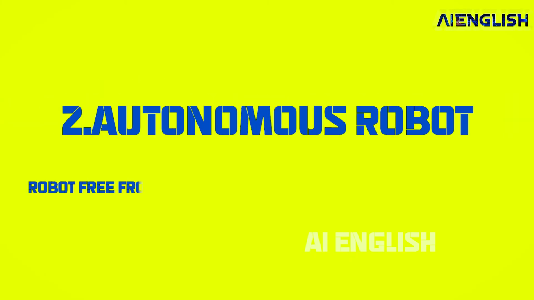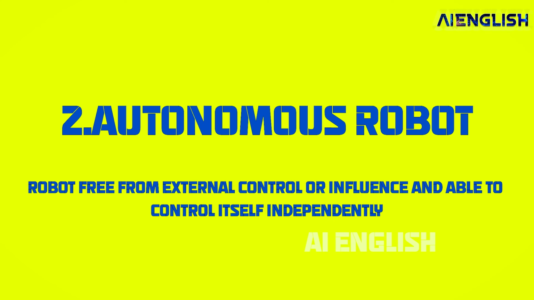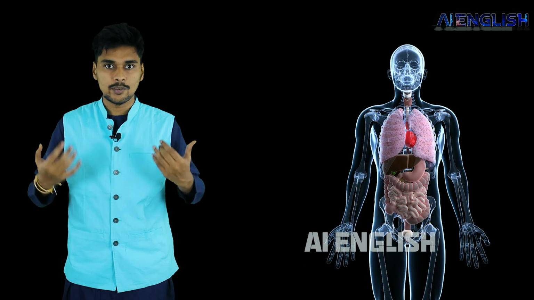Now the second terminology is autonomous robot. A robot free from external control or influence and able to control itself independently. Now that's a technical definition. Now here is a general example. Humans we can consider as autonomous robots.